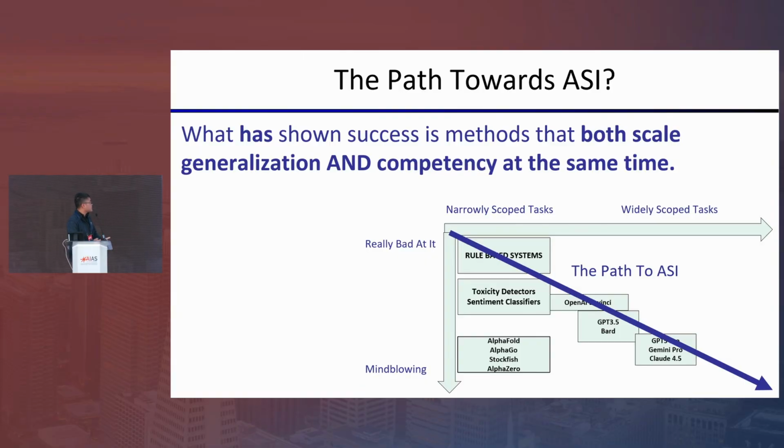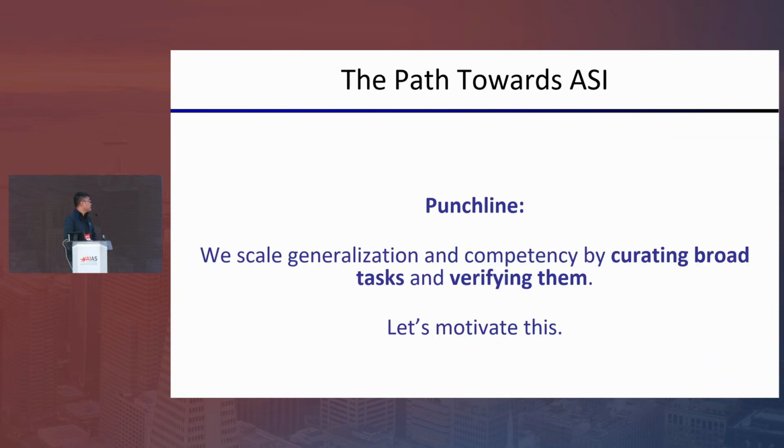So basically, what has shown success is improving both skill generalization and competency all at the same time. Then the key question is: how do we even do this? We have seen some promise; somehow things are moving in the right direction. What exactly is next? One punchline I want to hit in this presentation is that we want to scale generalization and scope at the same time by curating broad tasks and verifying them.